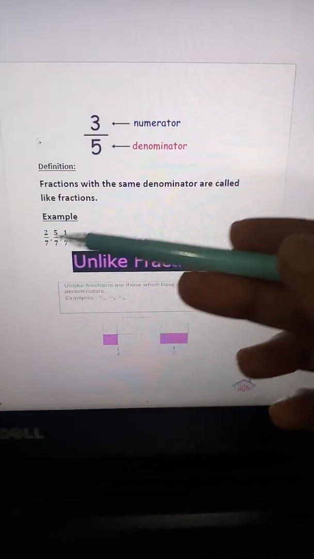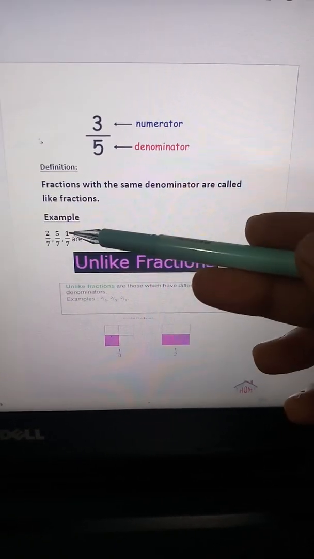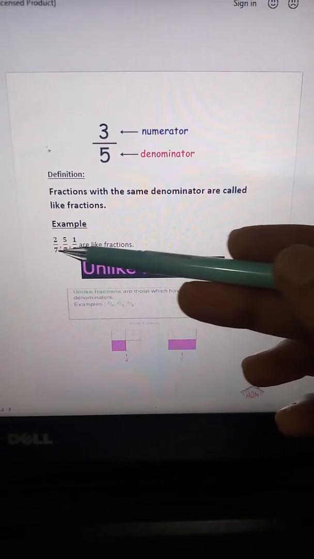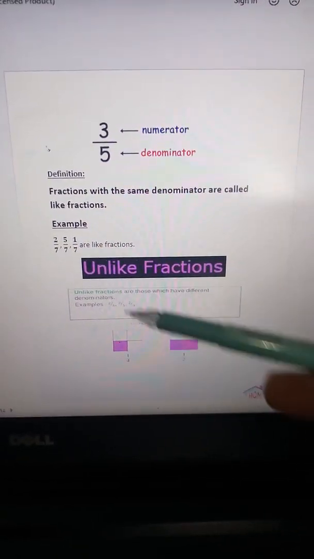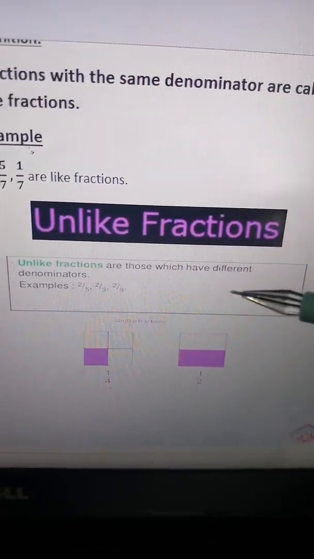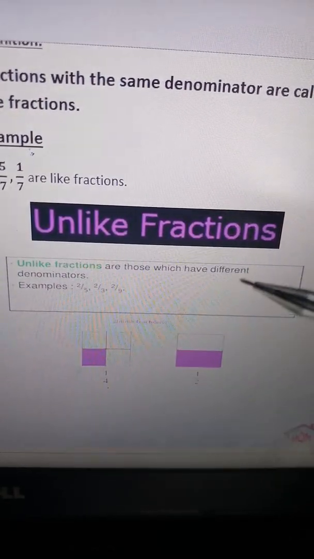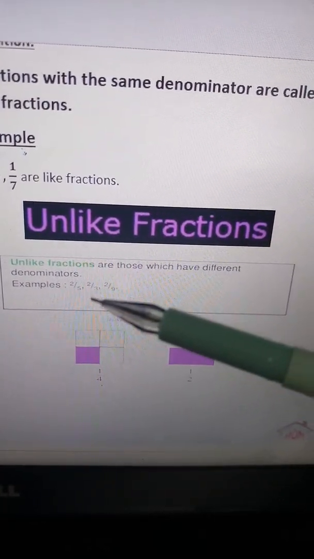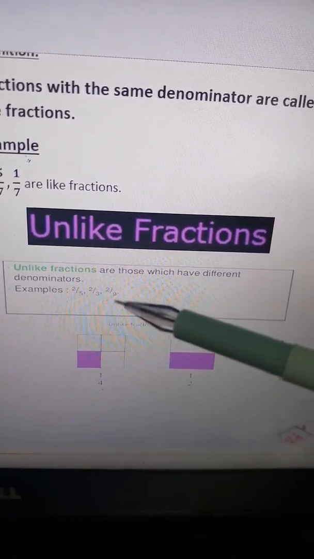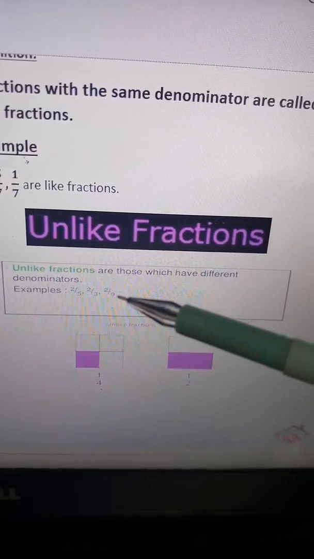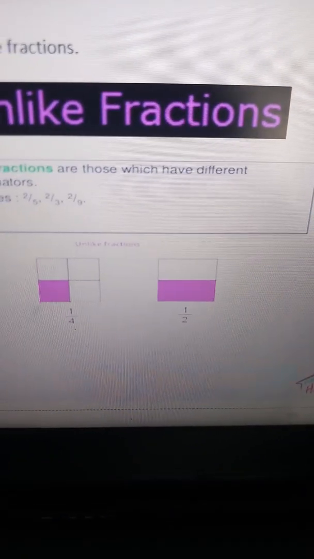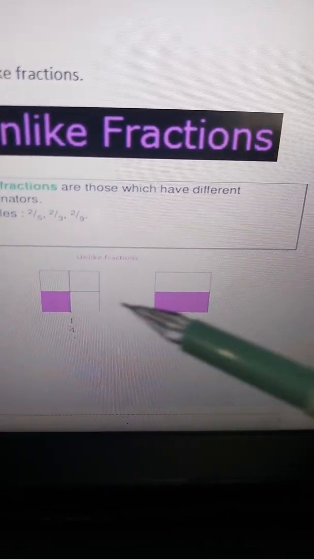Here are three fractions: 2 by 7, 5 by 7 and 1 by 7. The denominators of all the fractions are the same, so they are like fractions. And unlike fractions are those that have different denominators, like 2 by 5, 2 by 3 and 2 by 9. In all these fractions the denominators are different, so we can say they are unlike fractions. An example of unlike fractions is given below.